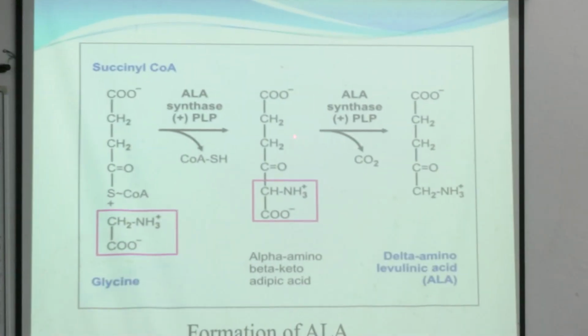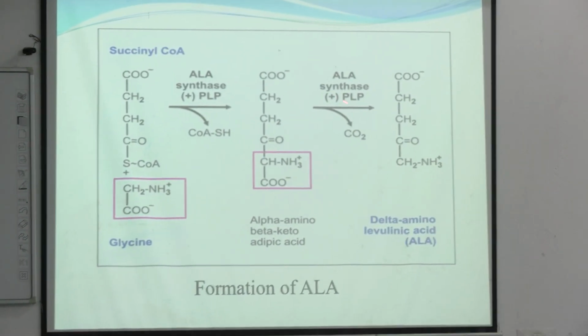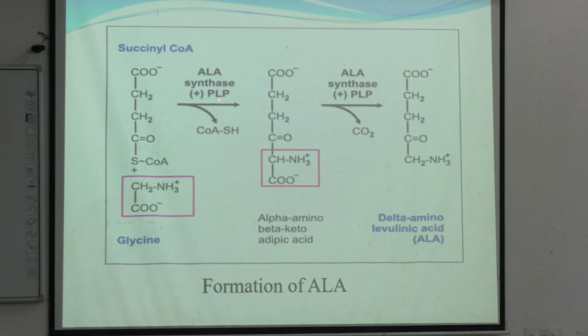What happens? This is succinyl-CoA, this is glycine. They combine to form an intermediary product where the coenzyme A is removed. In the next step, carbon dioxide is removed to form the delta amino levulinic acid. Okay, clear? Succinyl-CoA, glycine, ALA synthase, PLP forming delta ALA.